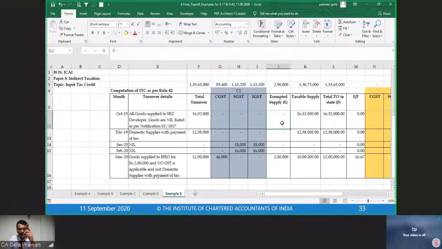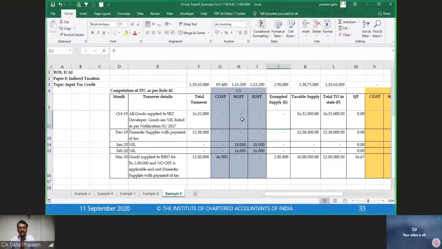Once you confirm you're clear till now, I'll go further. Please let me know. Are you clear till now? Okay. Whatever we have done for computation, are you clear? Ravi says it is visible. Thanks for confirming, Ravi. Hope there are no doubts in this example E till now.